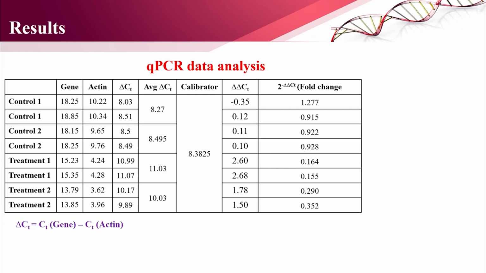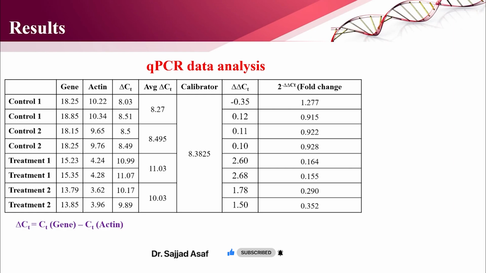Then we have the actin value. Actin is the housekeeping gene. For every plant and every organism, we have a reference gene, a housekeeping gene, so we are using that gene as a reference gene. The gene has its own value, and the actin also has its own value. So we have to measure the delta CT value for each sample.